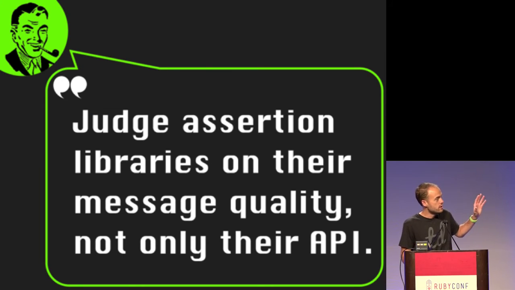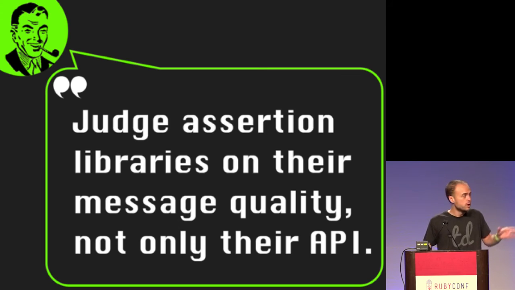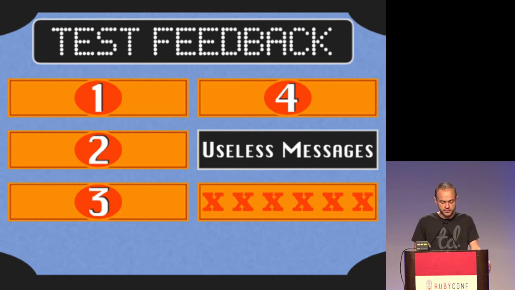So in my opinion, judge assertion libraries as well as how you use assertions. Most assertion libraries allow you to write really great assertions and we just find a way not to. Judge them on their message quality, not just how cool and snazzy their API is. I think this is really important and overlooked.